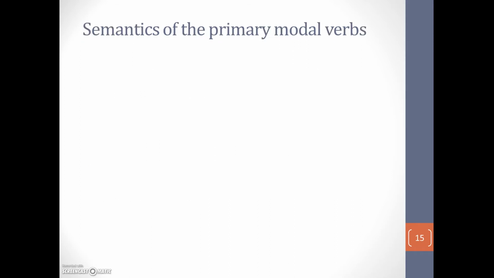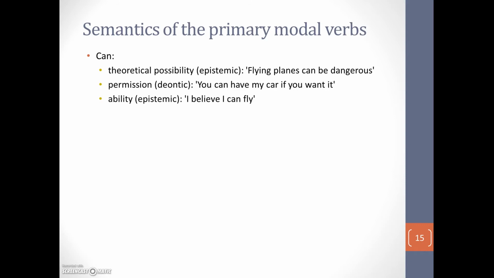Now, let's look at the semantics of the primary modal verbs. So basically, what do they mean? Now, I'm going to go through all of them, so you're going to get a bit of an overview of the semantics, right? And we'll focus only on the present or future modal uses. But obviously, you should keep in mind that the past tense forms of the modal verbs also may refer to possibilities and obligations in the past.